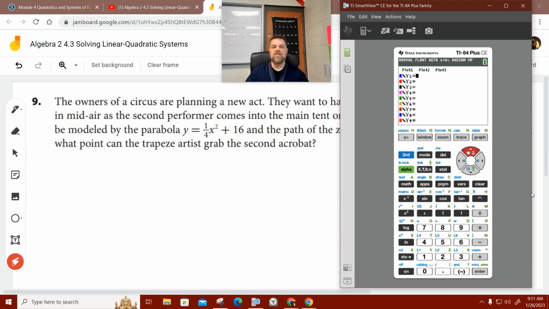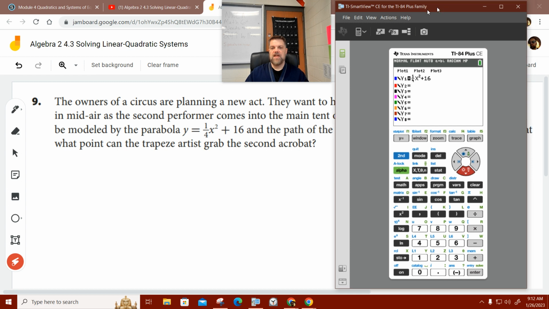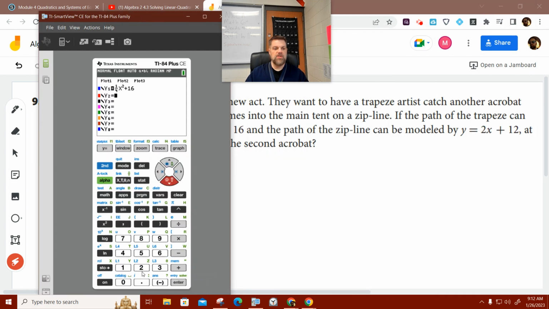Yes. How do I do that? Can you guys remind me? You go to the math setting and you scroll over to the fractions. Yep. Go to math. And which option? The first one. The first one. Very good. And so then I'm going to put in 1/4. Remember to use the cursor to move over to the right. X squared, right, plus 16. So that's the first equation. Now for the second equation, I think it's just 2x plus 12.